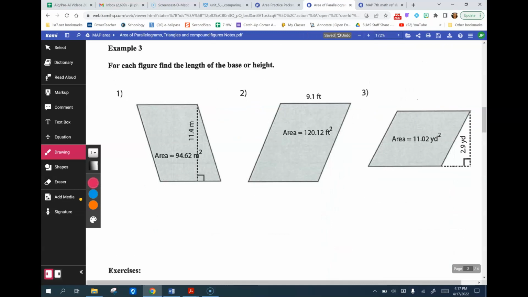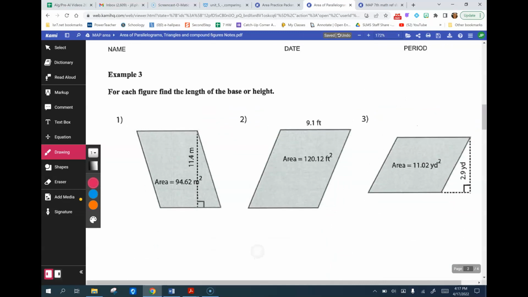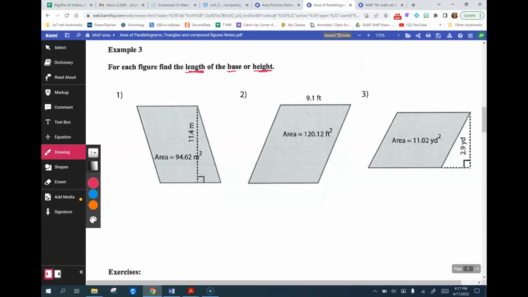And here's some more we can try. Oh, no, look what we get to do here. It says for each figure, find the length of the base or the length of the height. So what they're doing is we have to do reverse. We have to take the formula for each one of these and then plug it in.